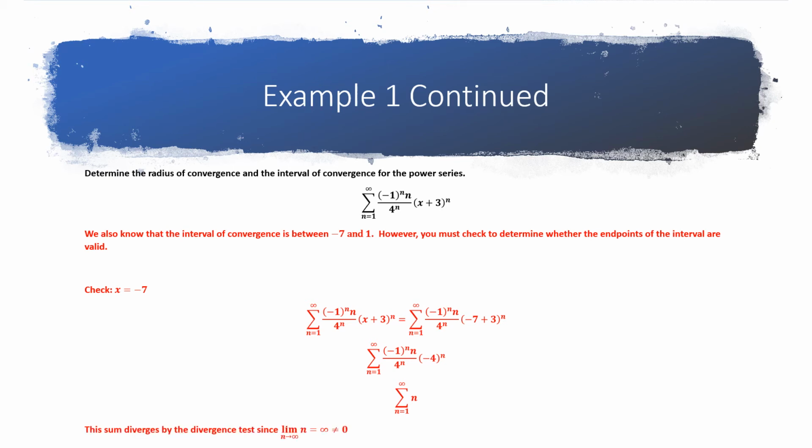Well, I know that this sum is going to diverge, and I know it diverges by the divergence test because the limit as n approaches infinity of n equals infinity, which does not equal 0. So -7 is not going to be included in my interval because it diverges.